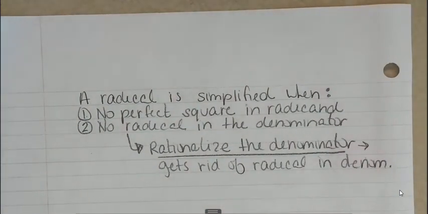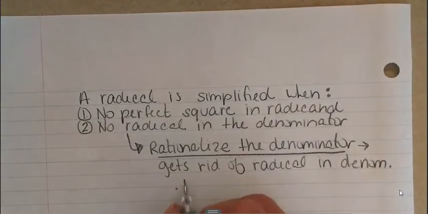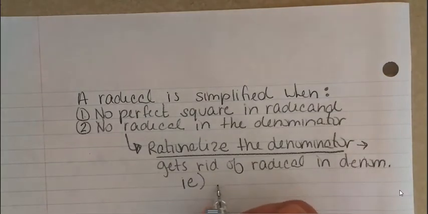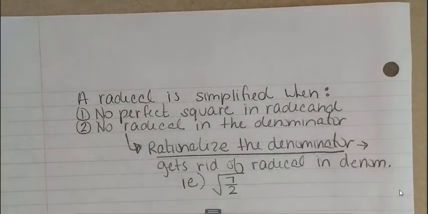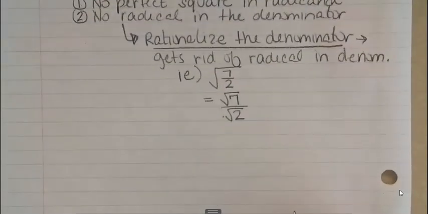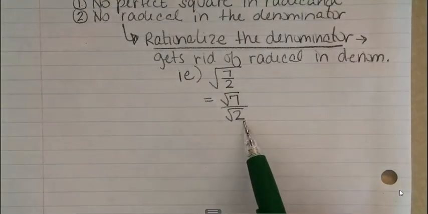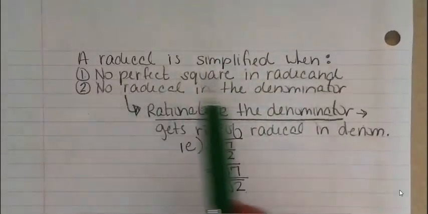Okay, so let me give you an example of that. So I'll do an IE. Let's say I have now the square root of 7 over 2. Well, let me remind you, we can then break that up into the square root of 7 over the square root of 2. Now, can I actually take the square root of either one of these? I cannot. However, if I leave this alone, I'm going to end up with a radical in my denominator, and that means it's not completely simplified.